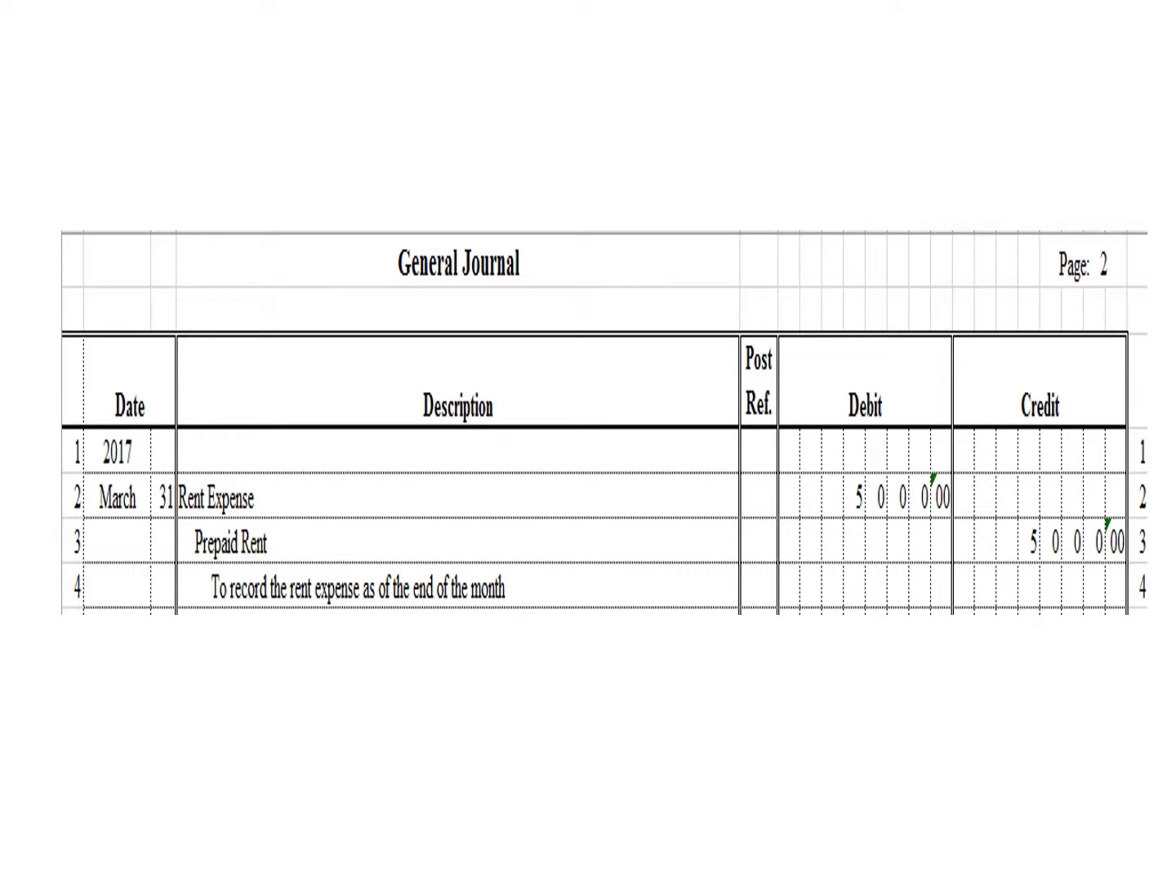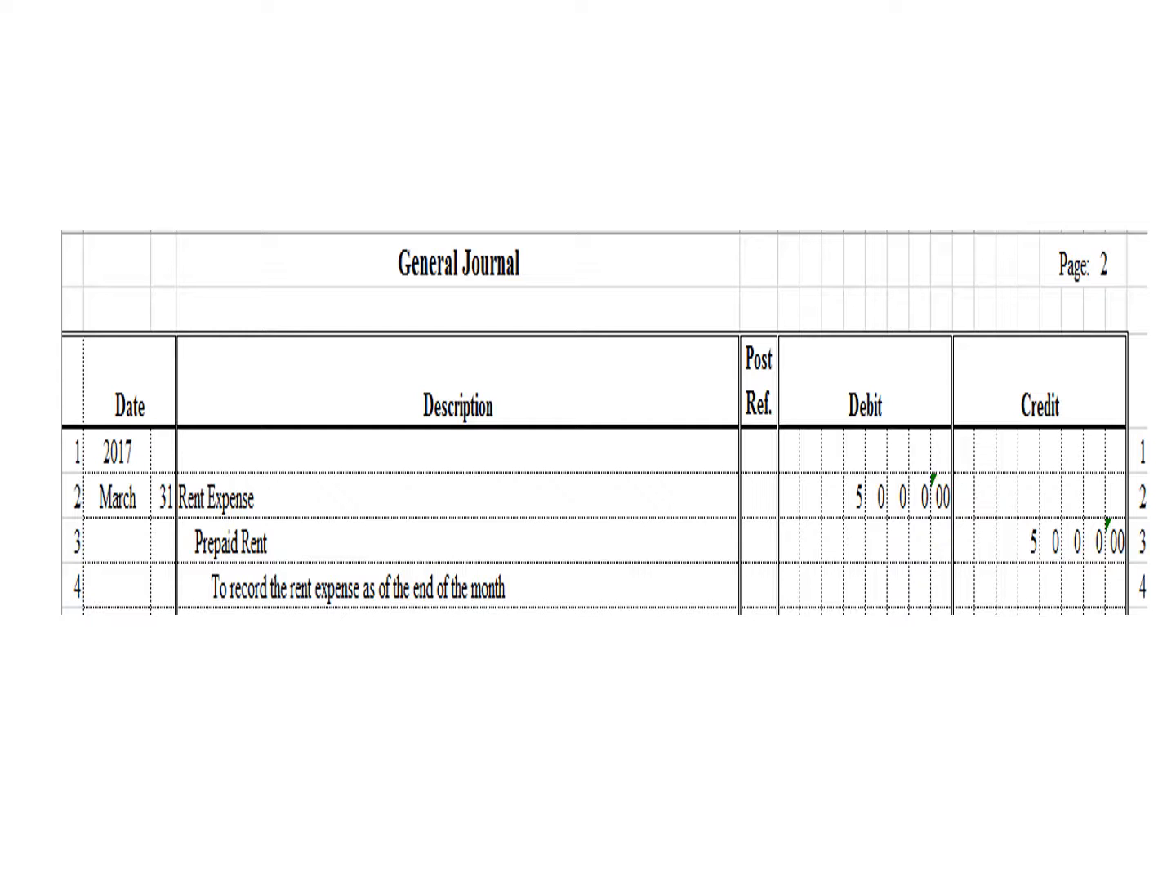To journalize the transaction, first we write the date, March 31. Then we debit rent expense for 5,000 pesos because rent expense increased. We credit prepaid rent for 5,000 pesos because prepaid rent decreased. Write a description to record the rent expense as of the end of the month.